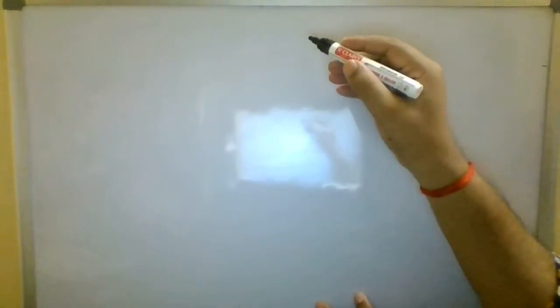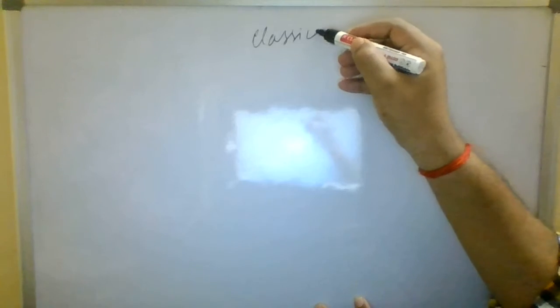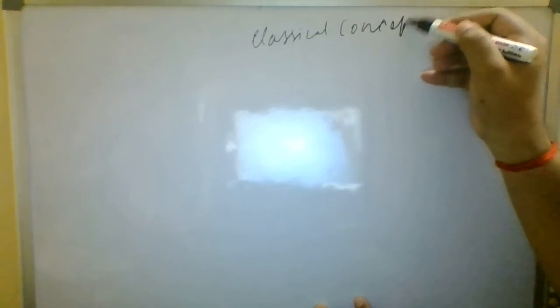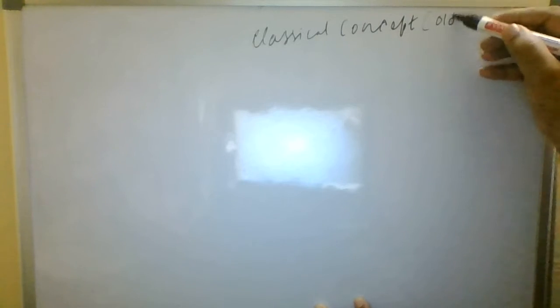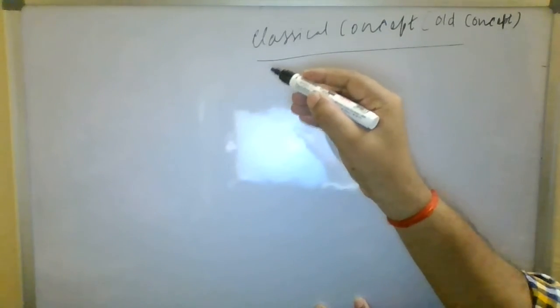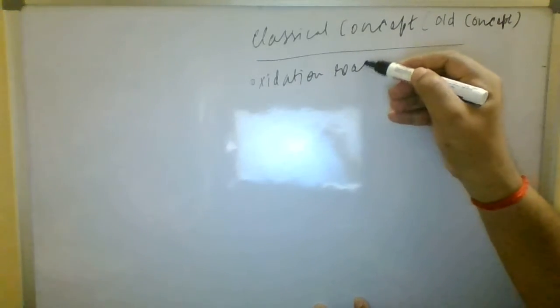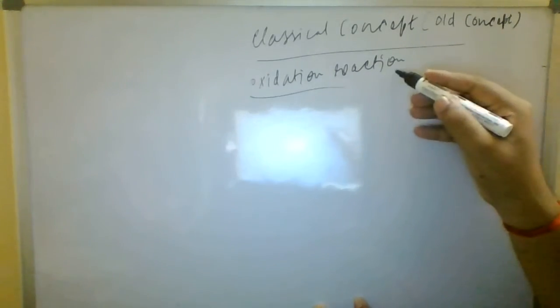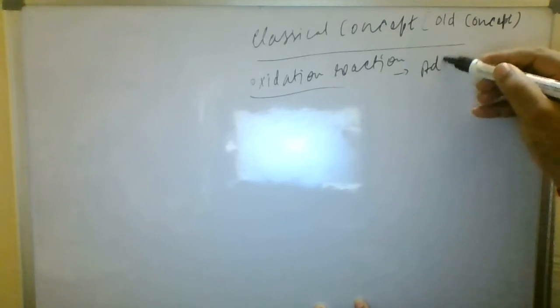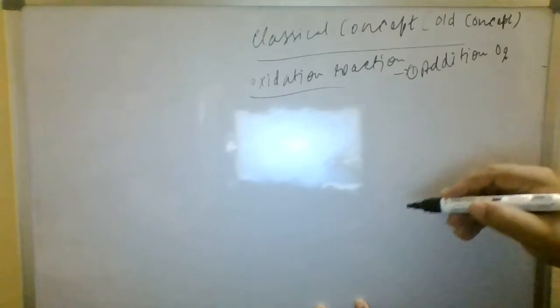Now firstly let us understand each separately, then we will understand them together. The first one is the classical concept, also known as the old concept. One by one, first try to understand the oxidation reaction. According to the old concept, oxidation means addition of oxygen.